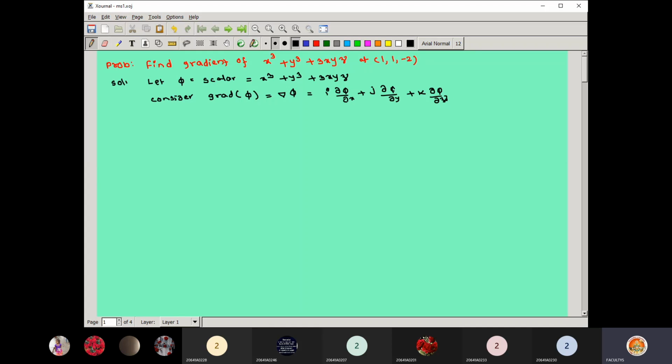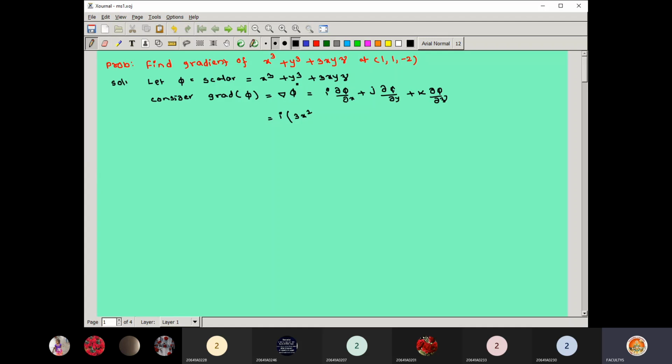So this is the standard definition for gradient. Now this is i. So what is ∂φ/∂x? For your given function φ, you are differentiating with respect to the x variable. What happens when we differentiate with respect to x? The derivative of x cube is nothing but 3x square.